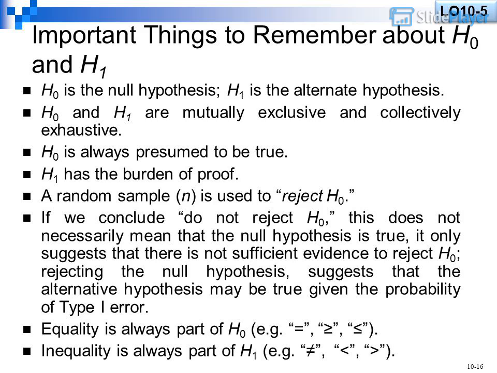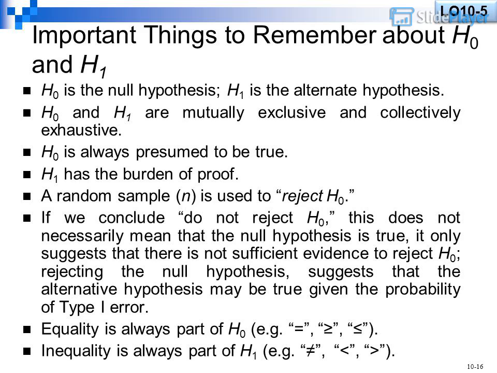H0 is always presumed to be true. H1 has the burden of proof. A random sample, n, is used to reject H0. If we conclude do not reject H0, this does not necessarily mean that the null hypothesis is true, it only suggests that there is not sufficient evidence to reject H0.